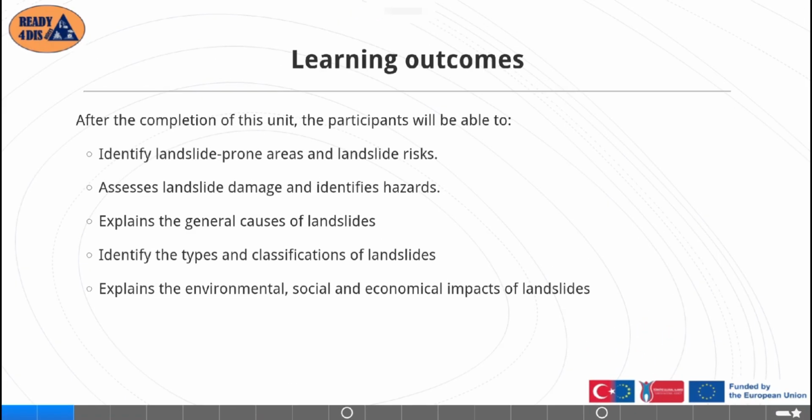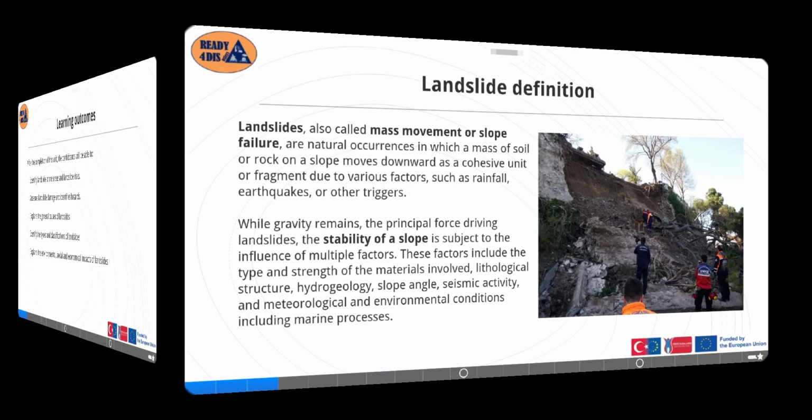Learning Outcomes. At the end of this unit, participants will be able to identify areas prone to landslides and understand the methods used to assess these risks. They will also be able to explain the general causes of landslides, distinguish between different types of landslides, and evaluate their environmental, social, and economic impacts. These learning outcomes provide a holistic approach to comprehensively understanding landslide hazards.